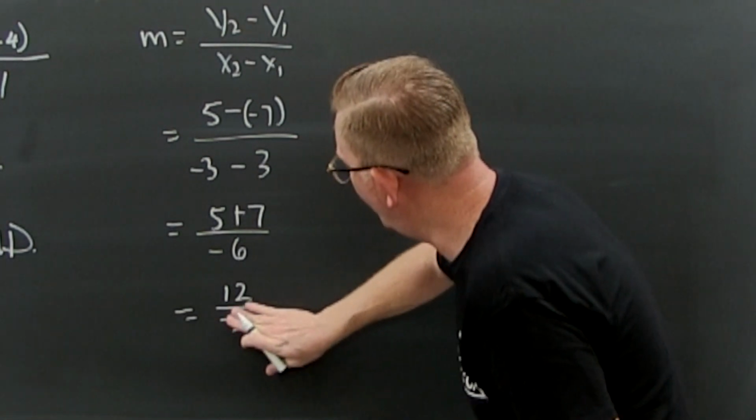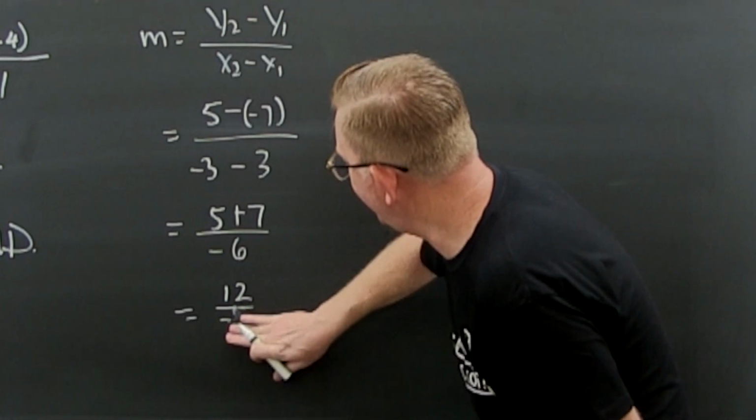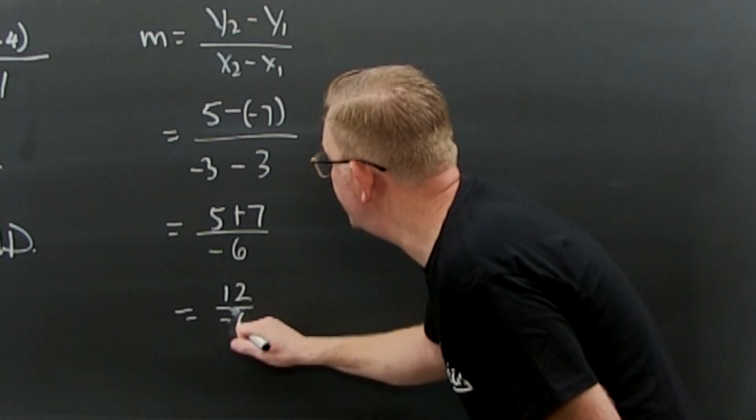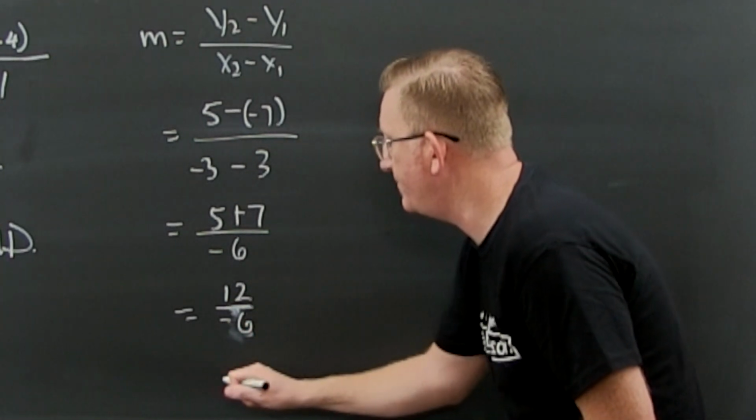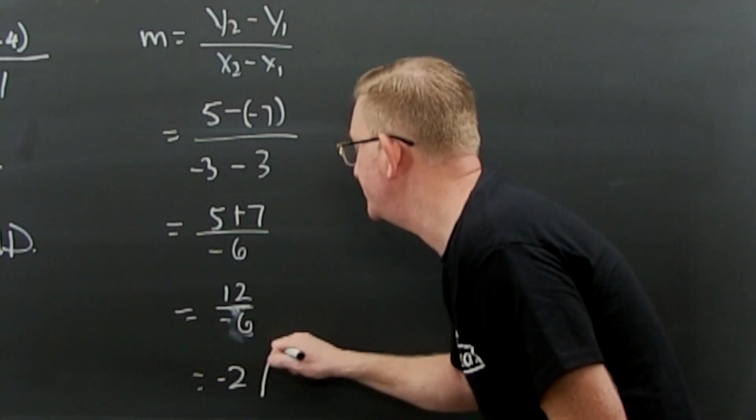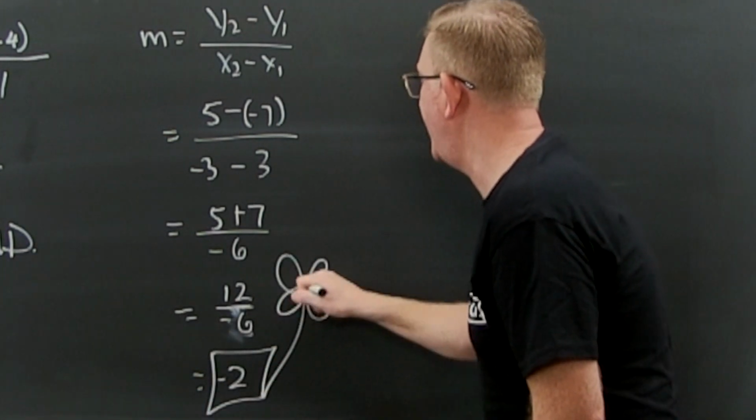Divided by minus 6. That's still over a 6. All right, what's 12 divided by minus 6? Minus 2.